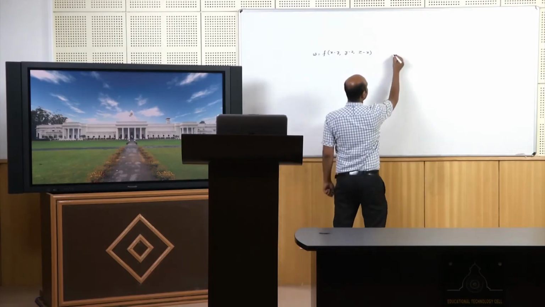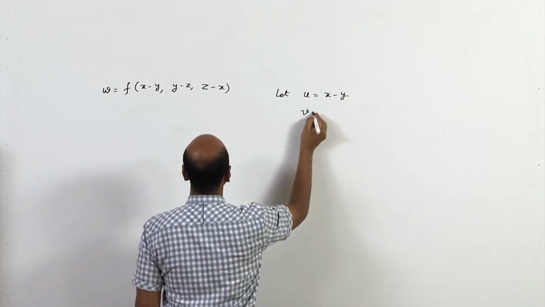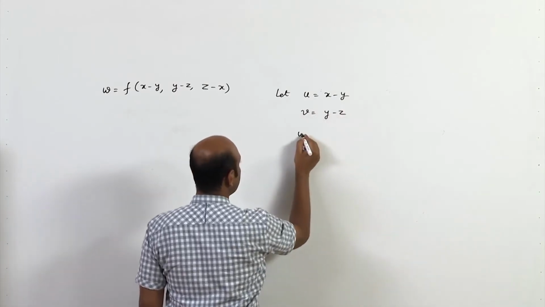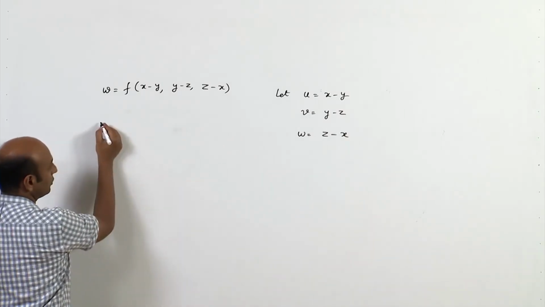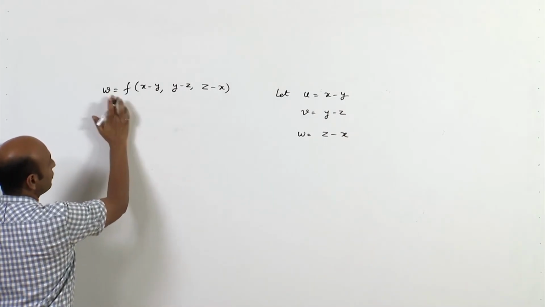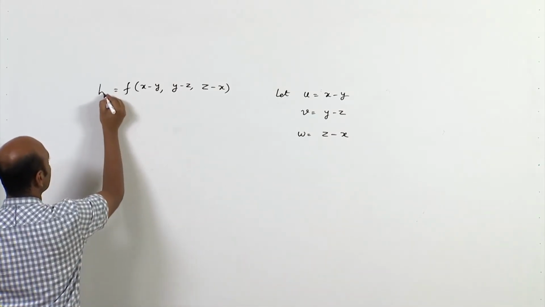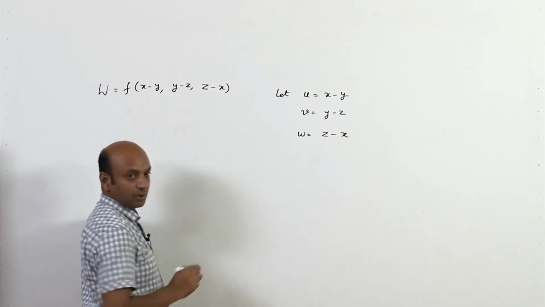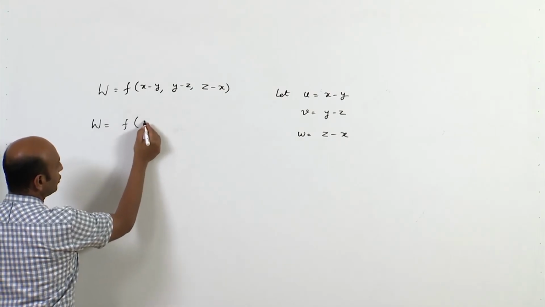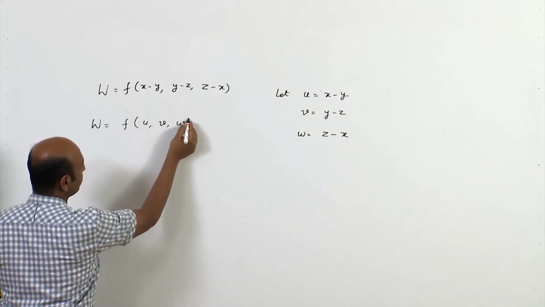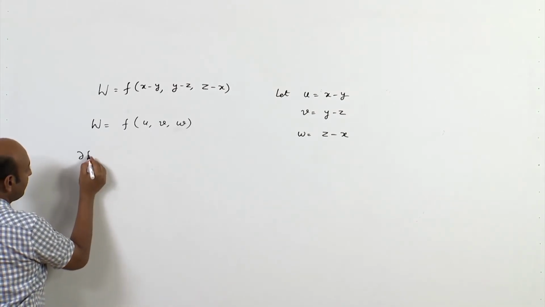So let u equal to x minus y, v equal to y minus z, and w equal to z minus x. This w, and this is also w, you make this capital W. So now this capital W will be f of u, v, small w. Now, what will be del f by del x?